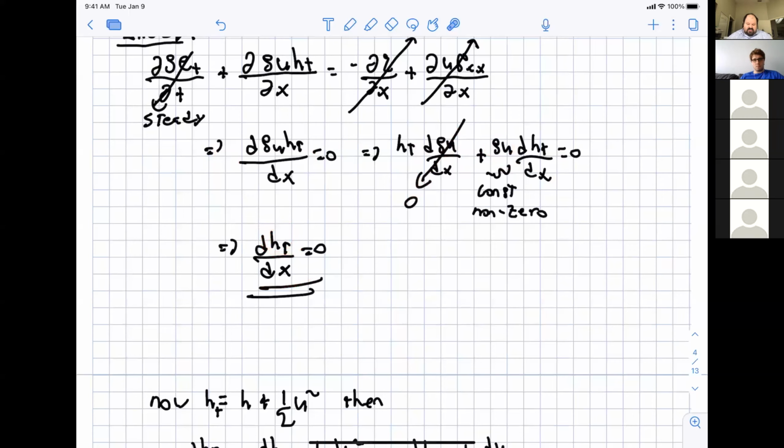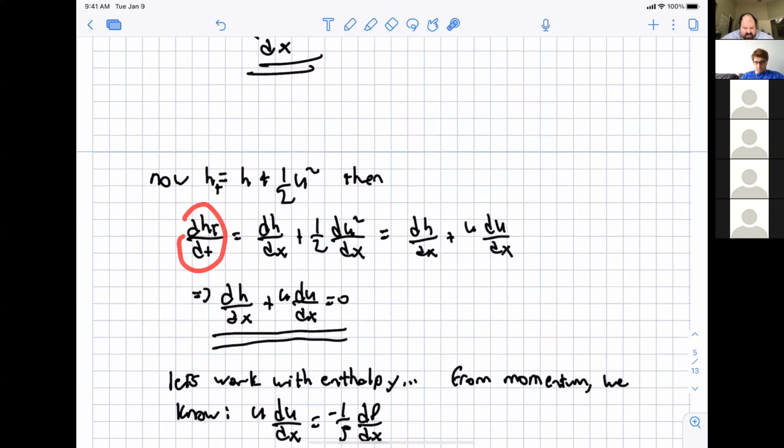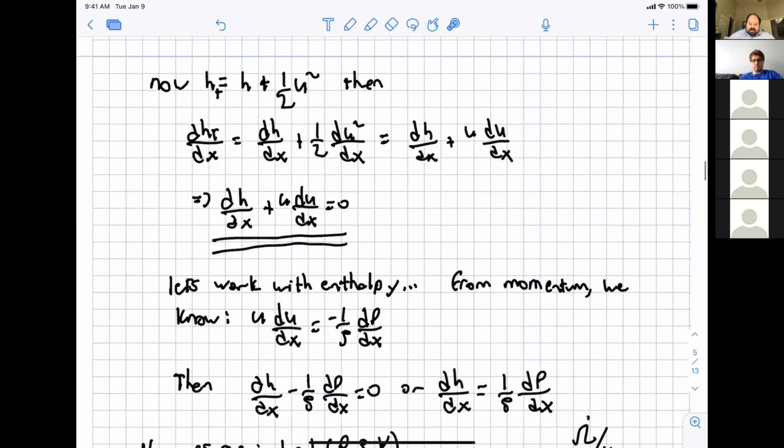Now, typically when we solve these ODEs, we don't work in terms of total enthalpy. So we are going to split the total enthalpy into the thermodynamic enthalpy plus the kinetic energy. We're going to take this definition here and stuff it into this derivative here, and then expand it out. So the derivative of the total enthalpy is equal to the derivative of just the normal enthalpy plus 1/2 times the derivative of u squared. You can again use the chain rule on this u squared term, and this derivative turns into dh/dx plus u du/dx. So our equation here is dh/dx plus u du/dx is equal to 0.